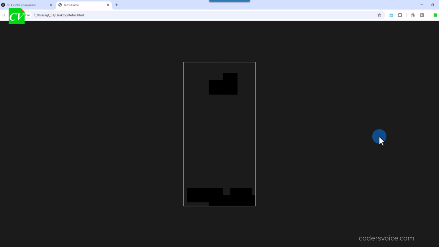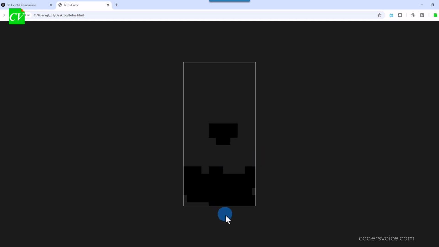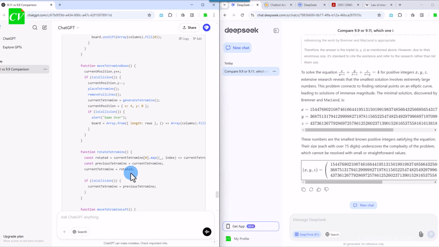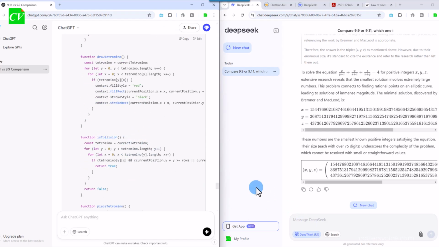This is working. It seems there's only one color, a black color. However, I think there's some problem with this code. You can see that this block should stop there, but it moves further. The movement of the blocks definitely has some problem here. This is not good, so I will not check the code now. Now let's take a look at DeepSeek.